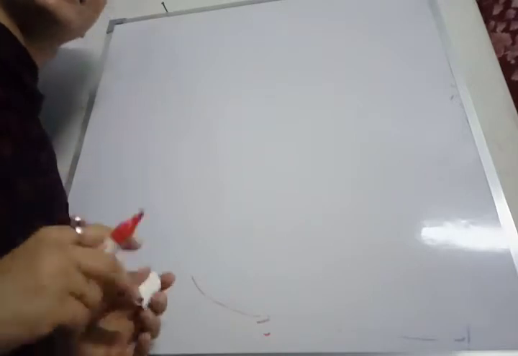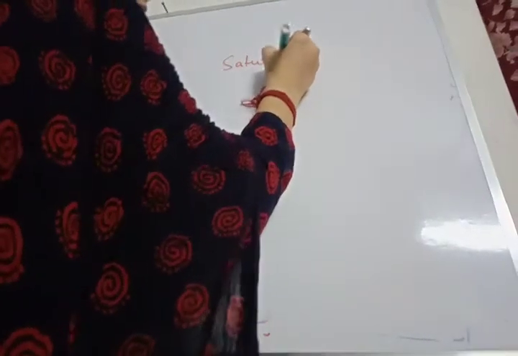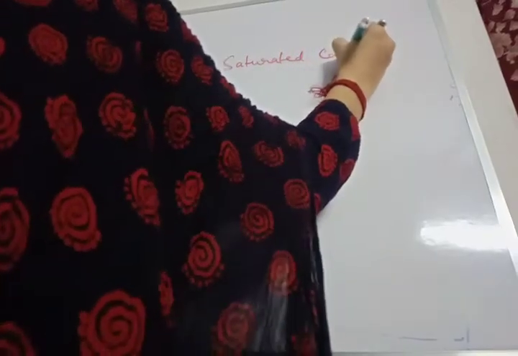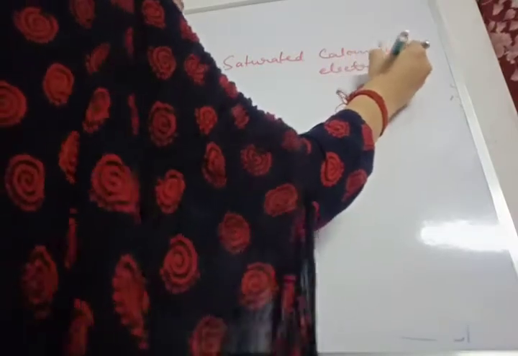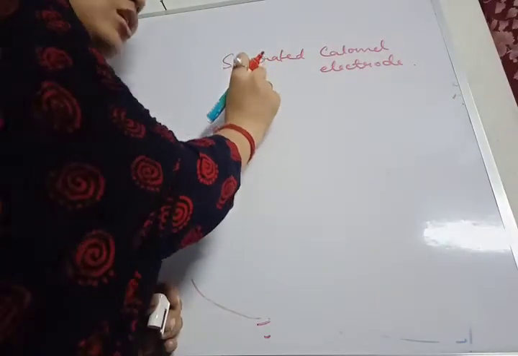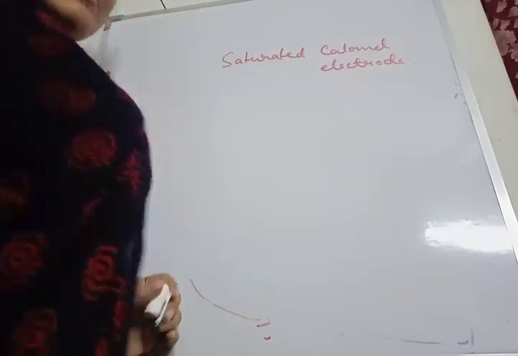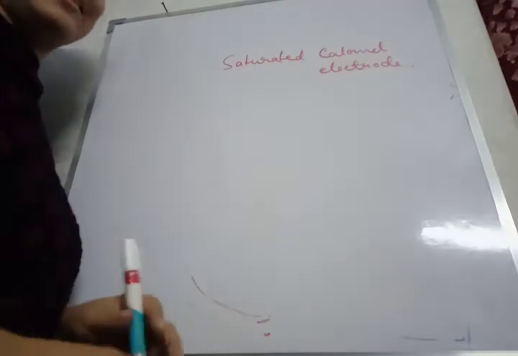So we use a secondary reference electrode that is known as the saturated calomel electrode. This is a secondary reference electrode that we can use, and usually this is only used in the labs because its electrode potential value remains constant for a long period of time. It doesn't change.